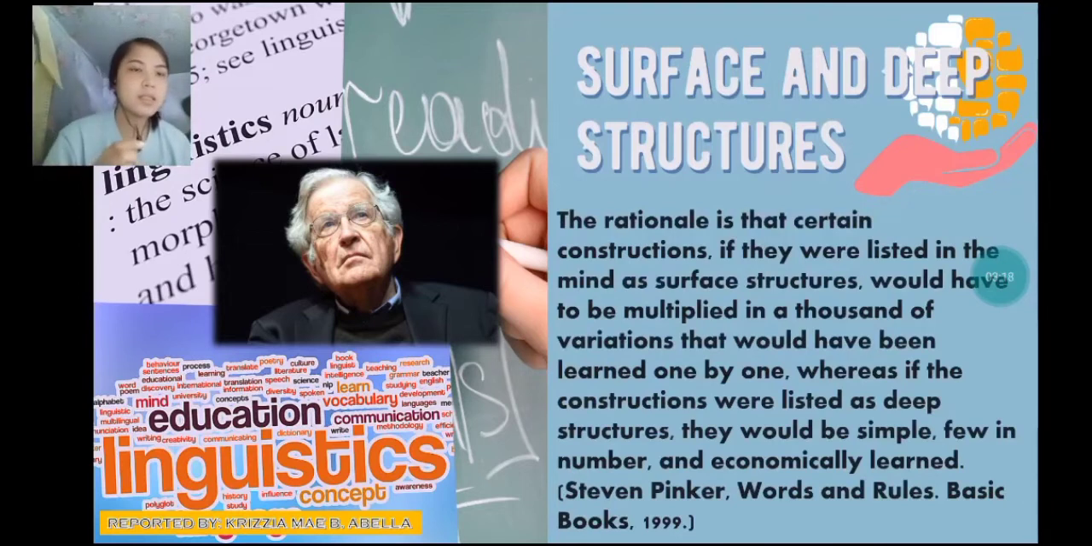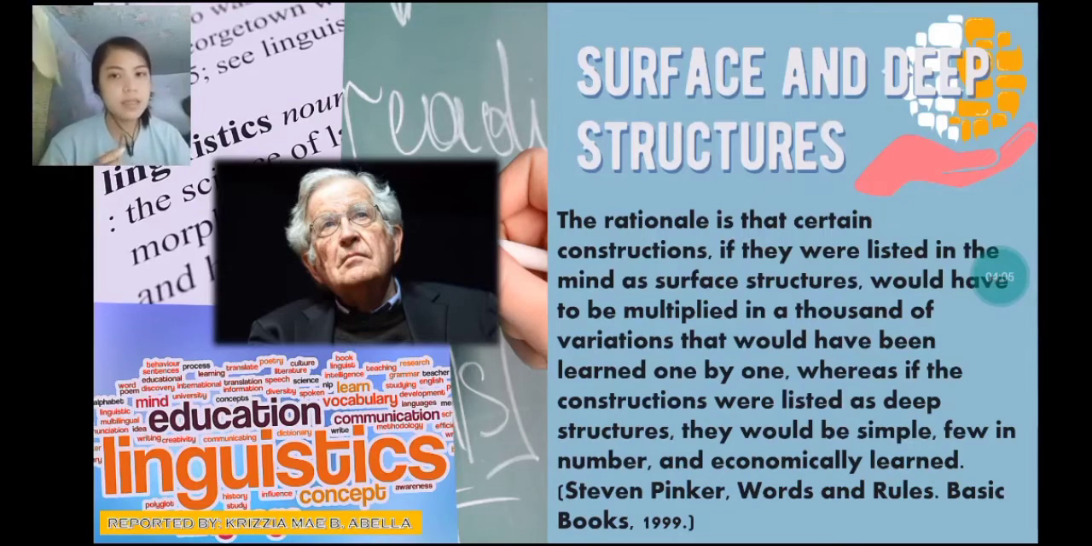So, the rationale is that certain constructions, if they were listed in the mind as surface structure, would have to be multiplied into 1,000 variations that would have to be learned one by one. Whereas if the constructions were listed as the deep structure, they would be simple, few in number, and economically learned. So it says here that the logic is that if certain constructions were listed as surface structures in the mind, they would have to be multiplied into 1,000 different variations, each of which would have to be learned one by one, whereas if the constructions were listed as deep structure, they would be simple, few in number, and easily learned.